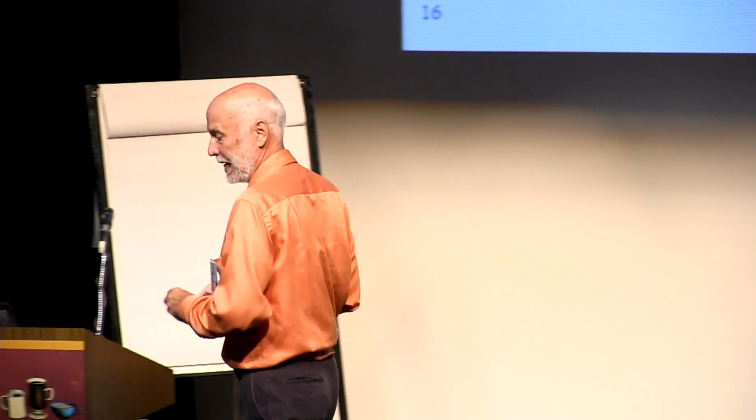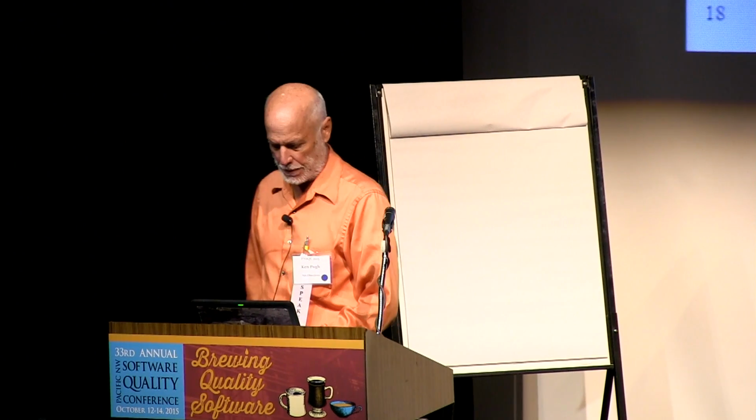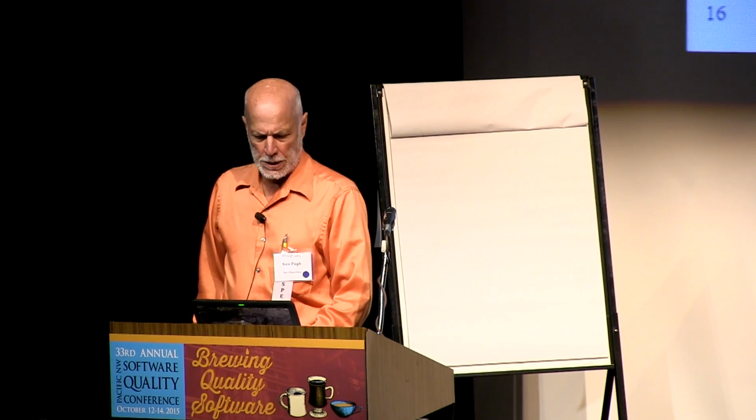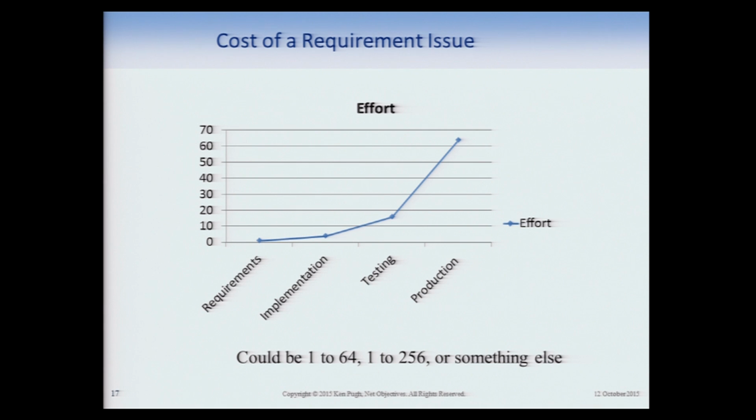That is the key. So in fact, do the defects occur? Yes, they do. We cannot prevent the defects from occurring. What we can do is detect them early before they escape, and prevention is just early detection. So, why do we do this? It's a cost of requirements.